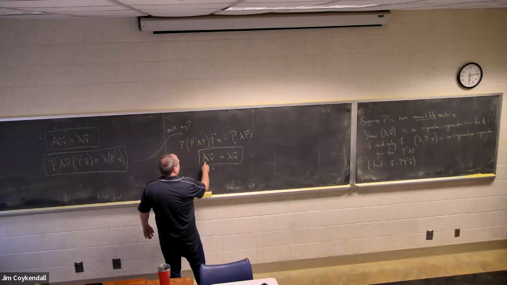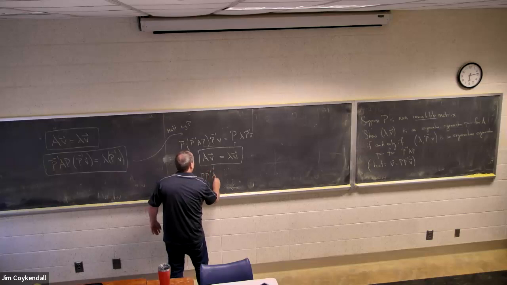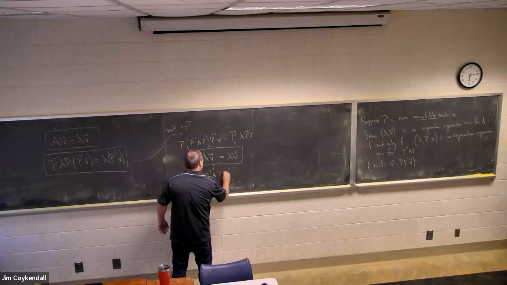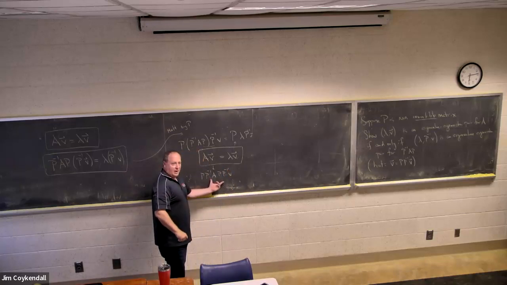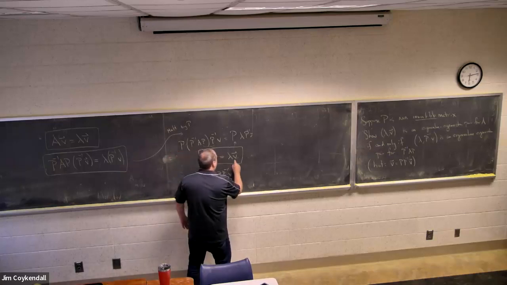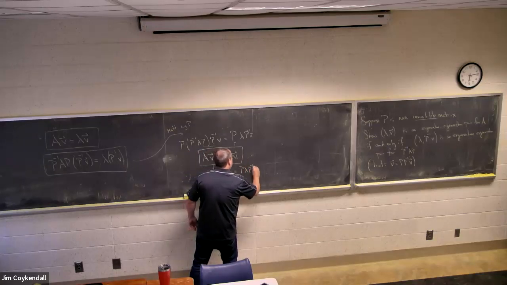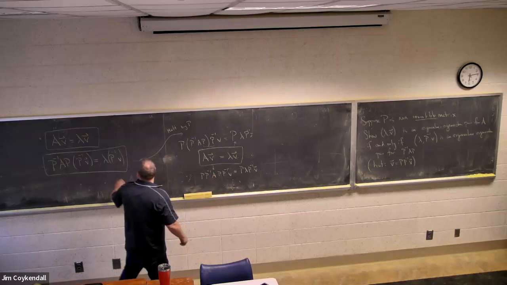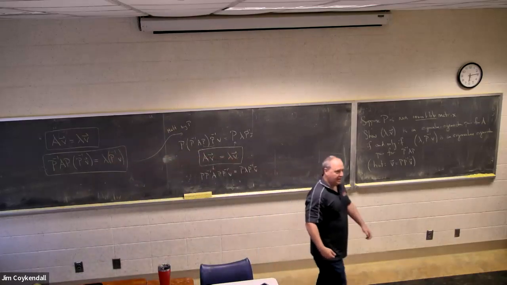So we can start here. We can put P P inverse here, and I can put P P inverse here. That's the same thing as A V, right? Everybody agree? And then I can put this back the way it was. And now just multiply by P inverse and you get your original equation.